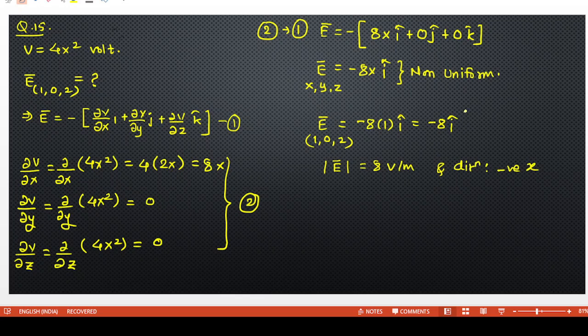Comment on this field whether it is uniform or non-uniform. Question is wrong because it is at a particular point. See the field at a general point, then comment on it as uniform or non-uniform. At a particular point, just by looking at the field, you cannot comment whether it is uniform or non-uniform. You have to check the electric field at all points. Only then you can say uniform or non-uniform. Anyone has any doubt in this question?